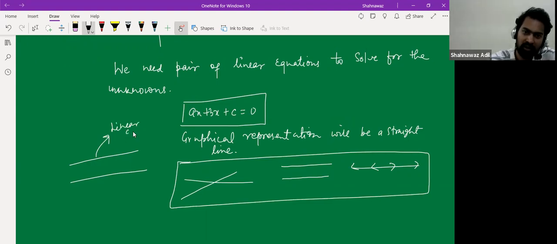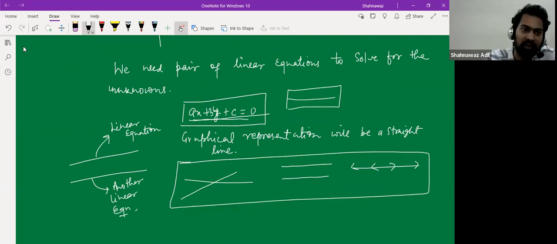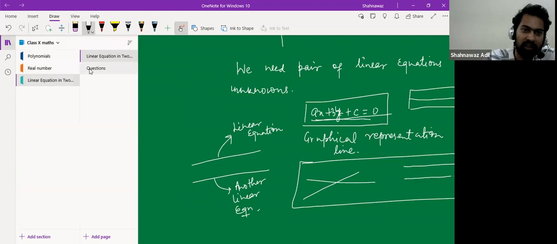This line represents a linear equation, and this represents another linear equation. Understood? Yes, sir. So we will talk about this later. First, let's just do exercise one, because that is all about the graphical representation and the algebraic representation. So you know the algebraic representation will be like this, and the geometric or graphical representation will be a straight line. So we will be finding a straight line in the graph. Okay, so let's solve the questions.